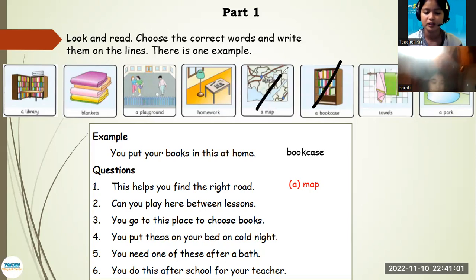Okay, what do you think? So it's a place. It's a place in which you can play even though you are studying. So what place is that? A playground. Okay, so number 2 is a playground. So a playground which is in the school. Okay, how about number 3? Can you please read? You go to it playing to draw.